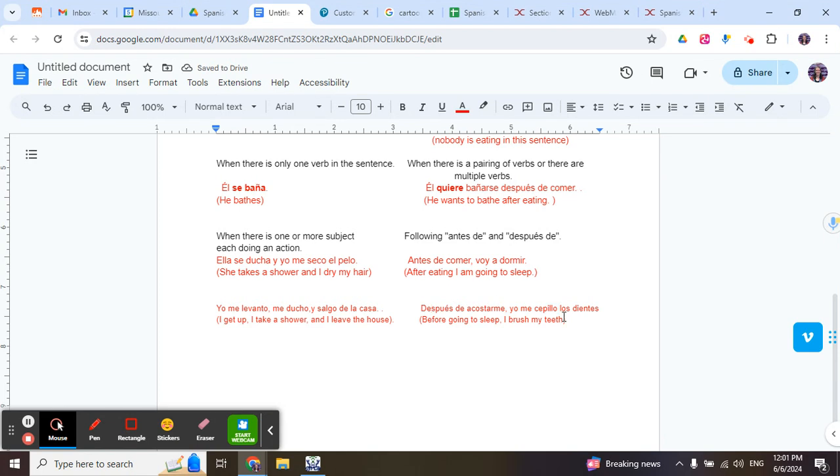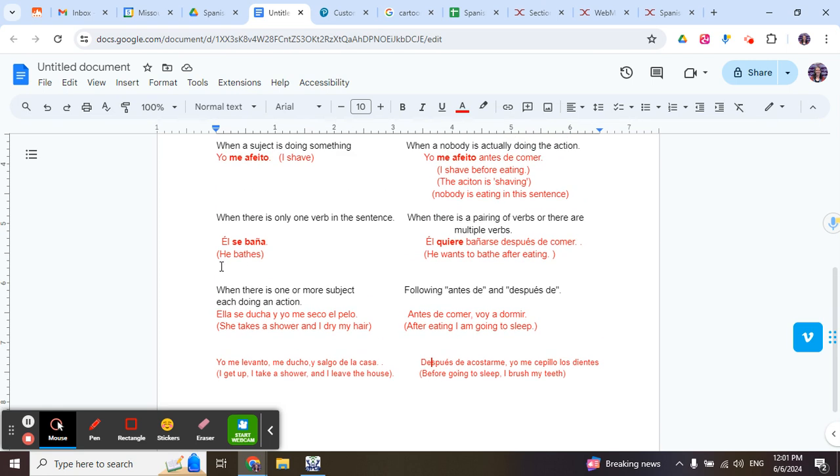But again, you can say it in the opposite order. I can say, "yo me cepillo los dientes después de acostarme," right? It would work the same way in English. I brush my teeth before going to sleep. Before going to sleep, I brush my teeth. So that can work in both directions for both languages.